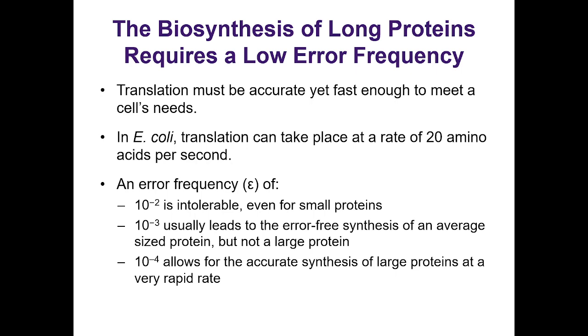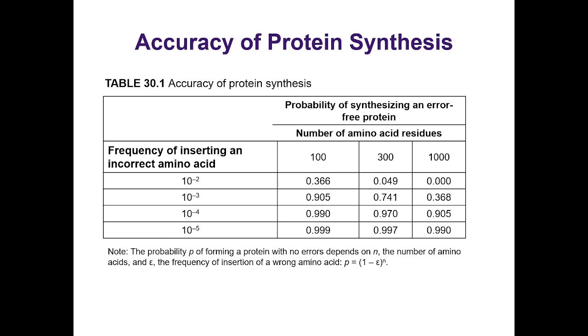So anyways, the accuracy of the protein synthesis, again, this is going to be that accuracy. This would be your number of amino acid residues. This is your probabilities here in terms of error-free protein. And so right here we have 10 to the negative 4. And when we get up to the 1,000 amino acid residues, we can see that we have like a 90% chance of getting an error-free protein. So the majority of the proteins that come off of this are going to be error-free, but what does a 90% chance also mean?